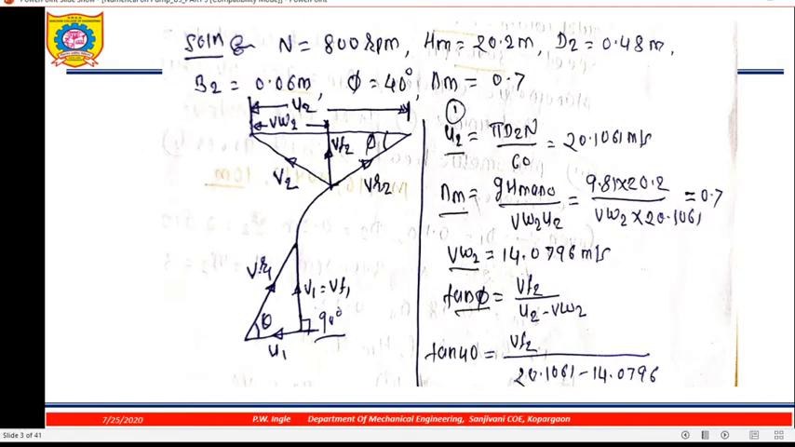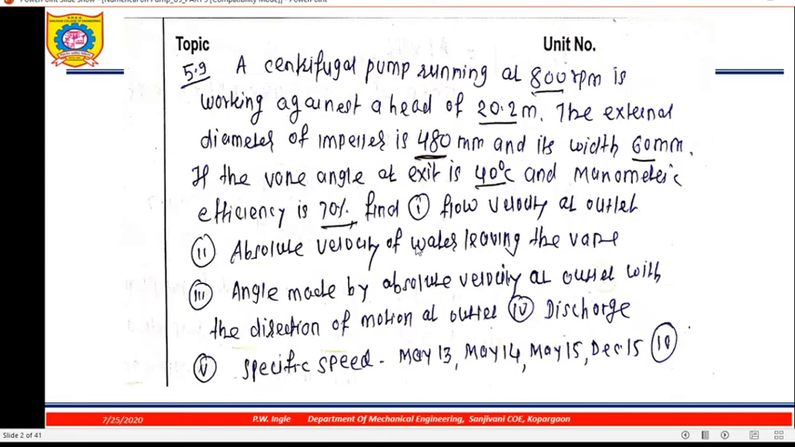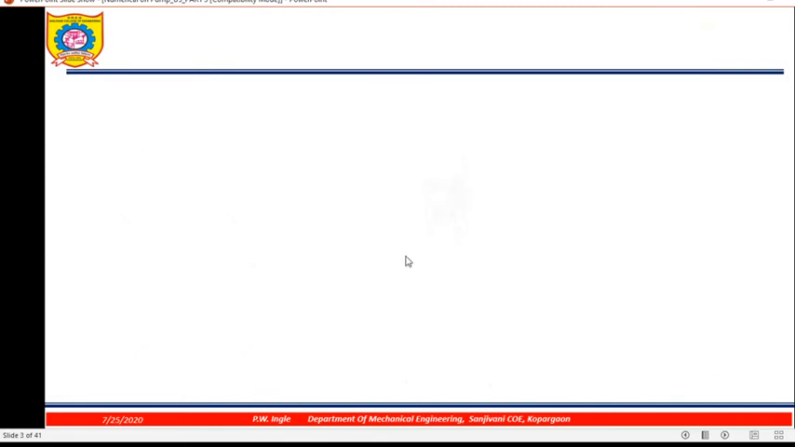First of all, we'll write down the given data. What is given? N is 800 rpm. Manometric height is 20.2 meter. Then next, external diameter D2 is 0.48 meter, B2 is 0.06 meter, phi is 40 and manometric efficiency is 0.7. So what do we have to calculate? Flow velocity, absolute velocity.